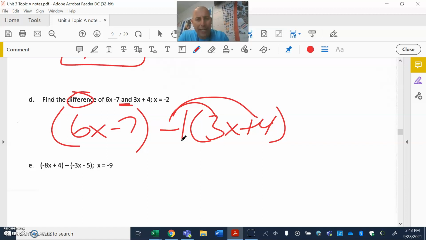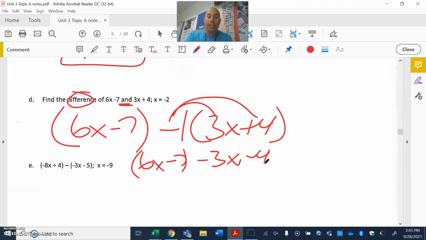So when I rewrite this and clean it up, I still got the 6x minus 7, but now it's a negative 3x minus a 4. Okay, I used this subtraction sign. So it's not like, hey, let's bring it back again. It's been used. Now I'm ready to combine like terms.